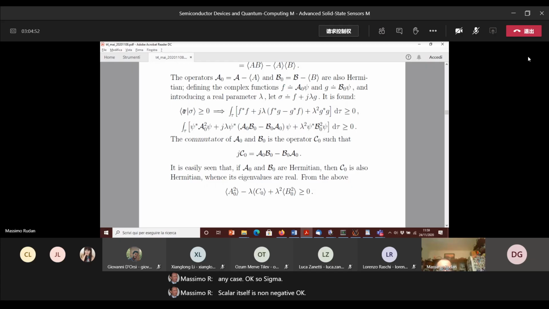Then we shall see what happens when we replace sigma with the expression used above, that is F plus J lambda G, okay? We shall see interesting properties, because after this replacement, of course, the scalar product must stay non-negative, okay? So this property is still valid after the replacement. We stop here and we shall finish this analysis on Thursday.